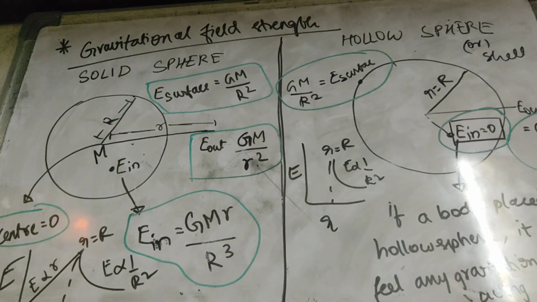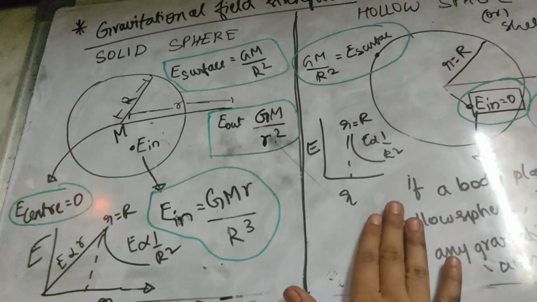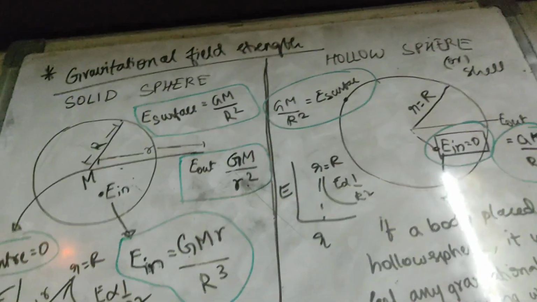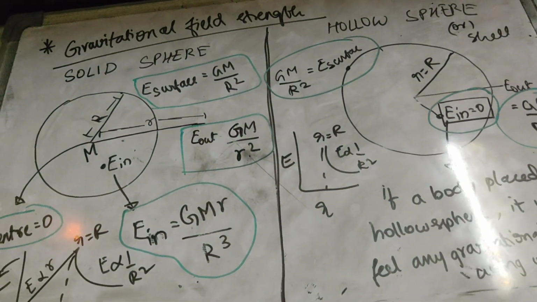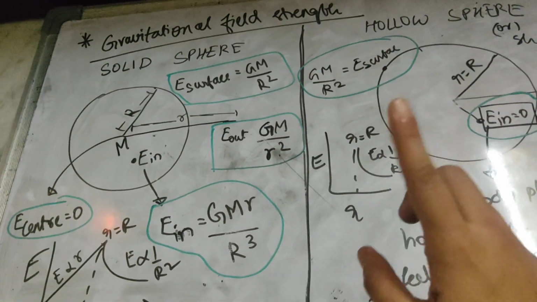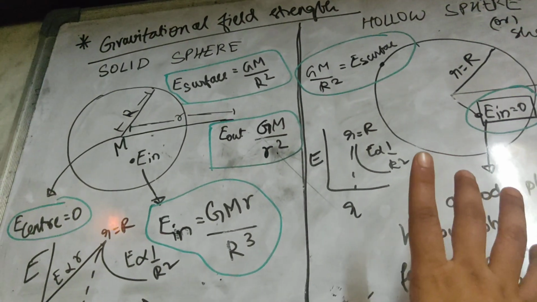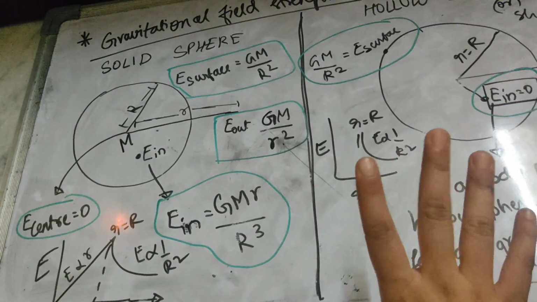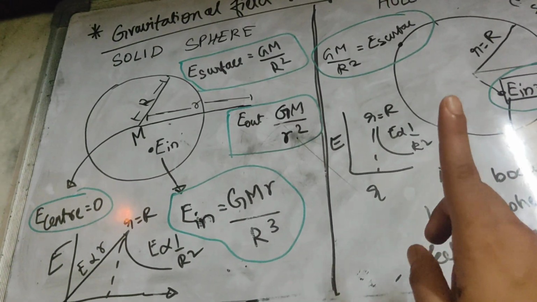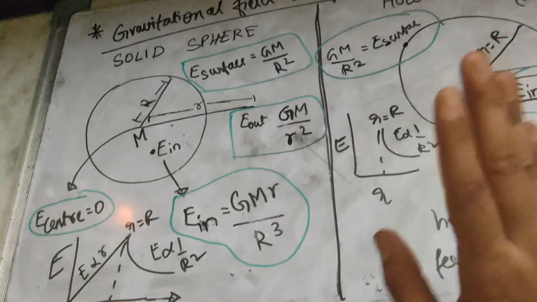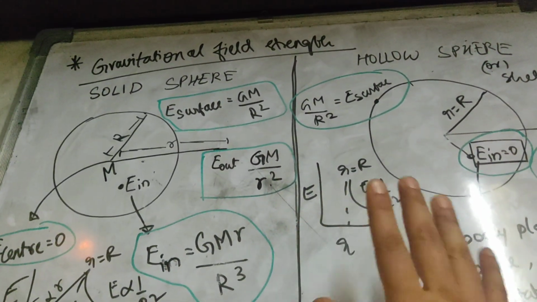This we will learn in a comparison manner of solid sphere and hollow sphere. These are very important applications of gravitational field strength of solid sphere and hollow sphere, and to learn potential applications of solid sphere and hollow sphere. The potential part we will do further on, but first let's learn about gravitational field strength.